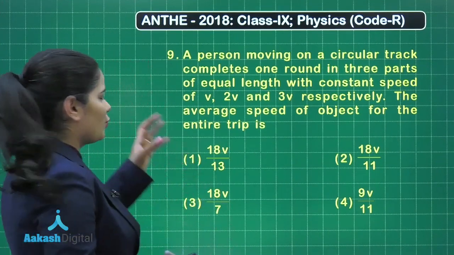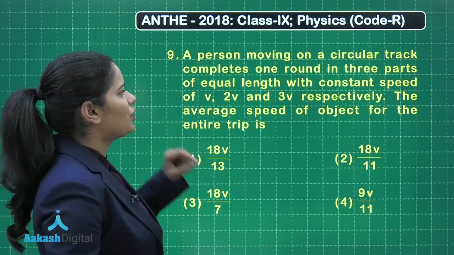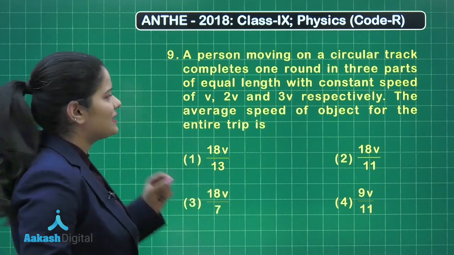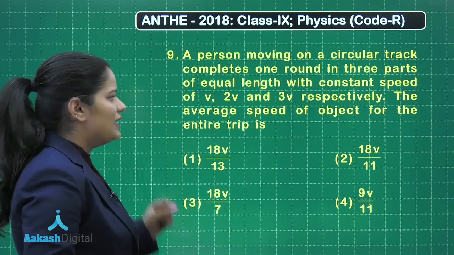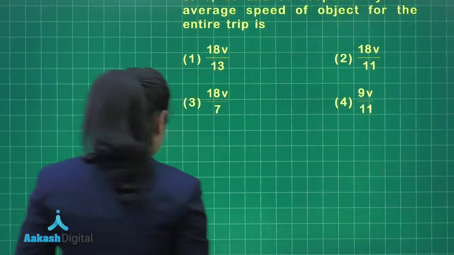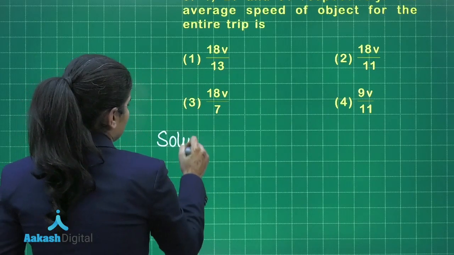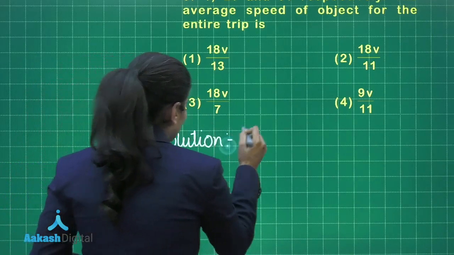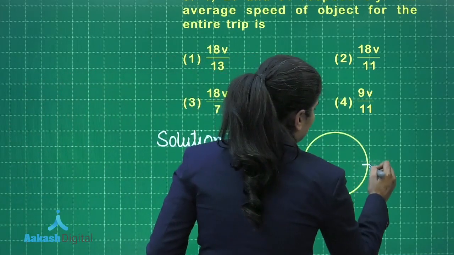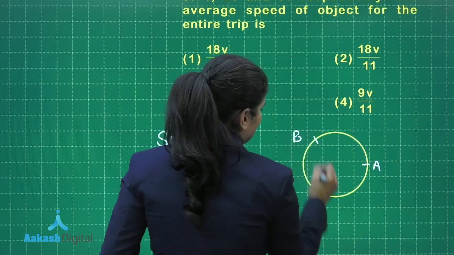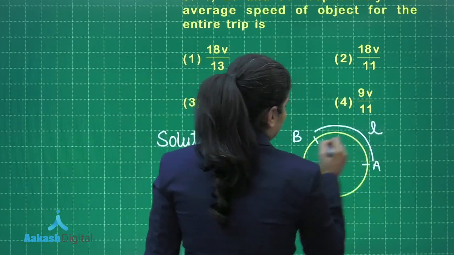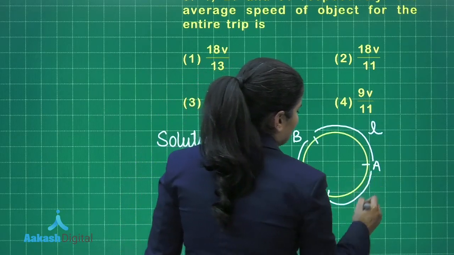Hey, so now it's the turn of question number 9. Let's read this question. This says a person moving on a circular track completes one round in 3 parts of equal lengths and constant speed of v, 2v and 3v respectively. The average speed of the object for the entire trip is. Let's solve this question quickly. To solve this question, what I'm quickly going to do is, I'm going to take a circle. Now as per this question, the person completes one round on the circular track and the length of each part is same.